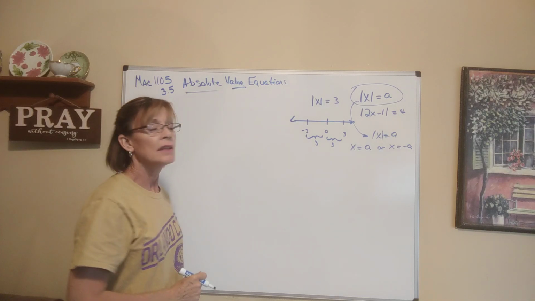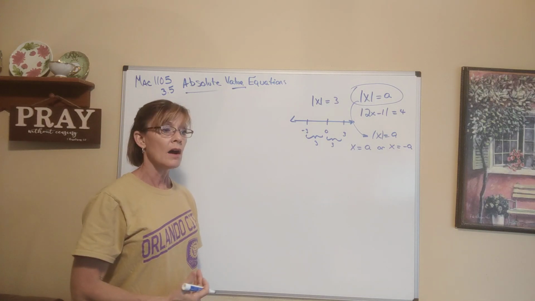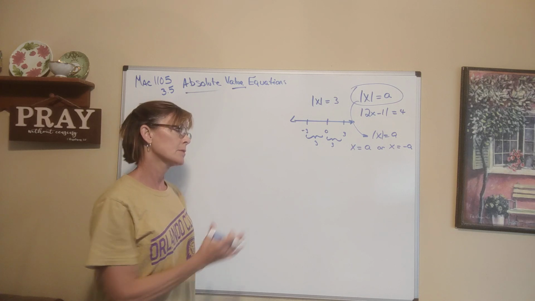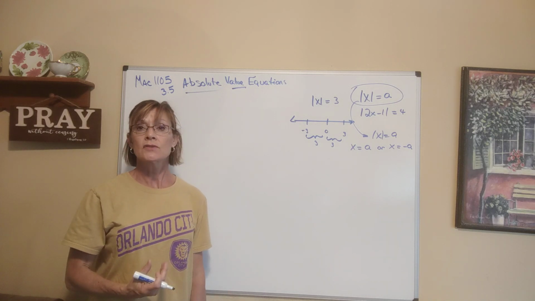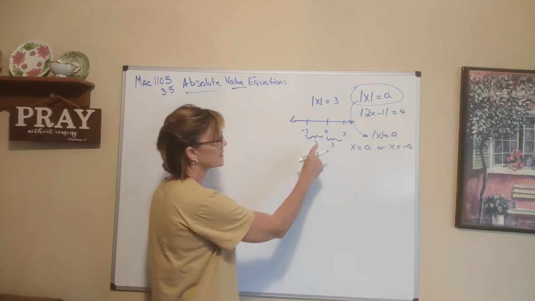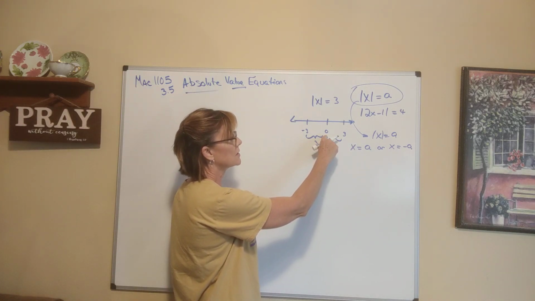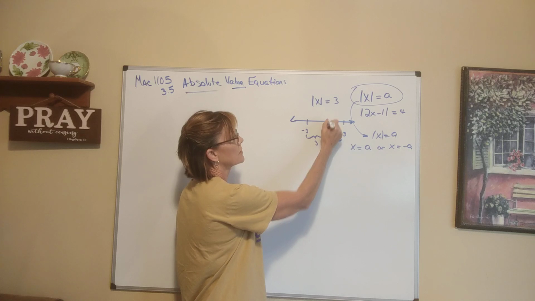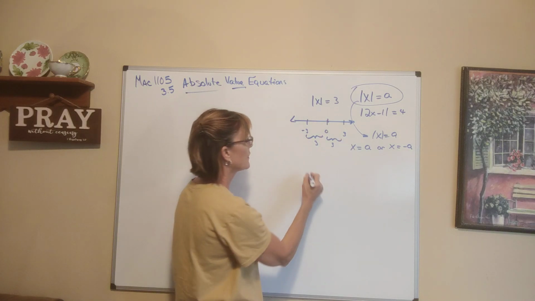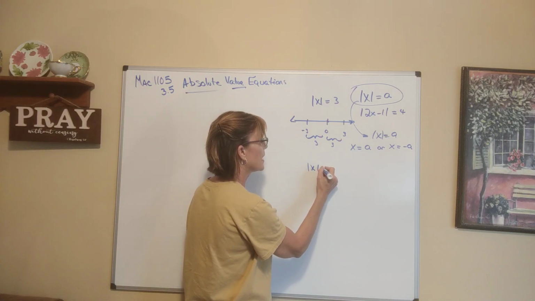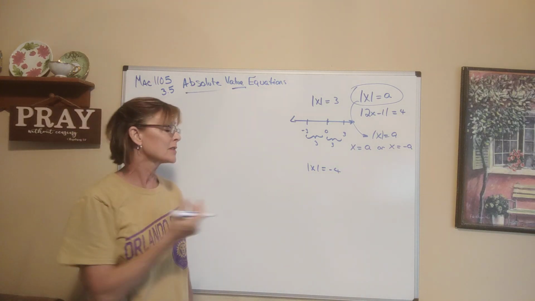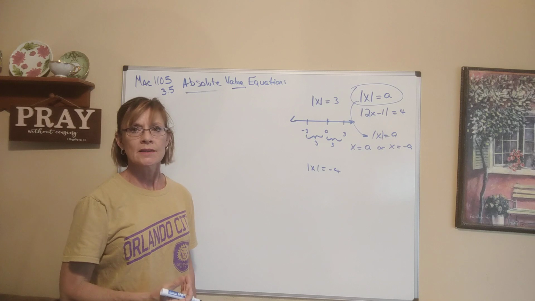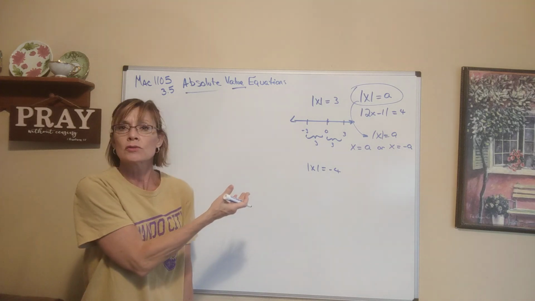If a is ever a negative number, there's no solution to that, because absolute value is a distance. There's no number that is negative distance from 0. You can have 0 distance from 0, that's when it equals 0 itself. But if you have the absolute value of x is equal to -4, there's no number we can come up with where it's going to equal -4. So that doesn't make any sense, and in that case there'd be no solution.